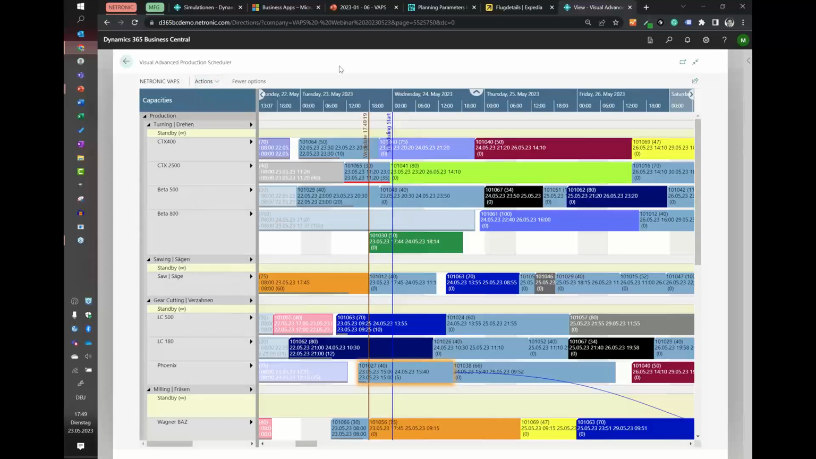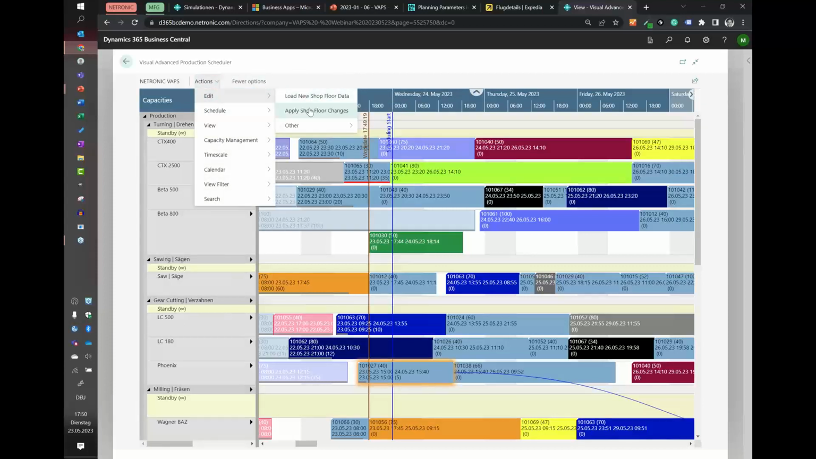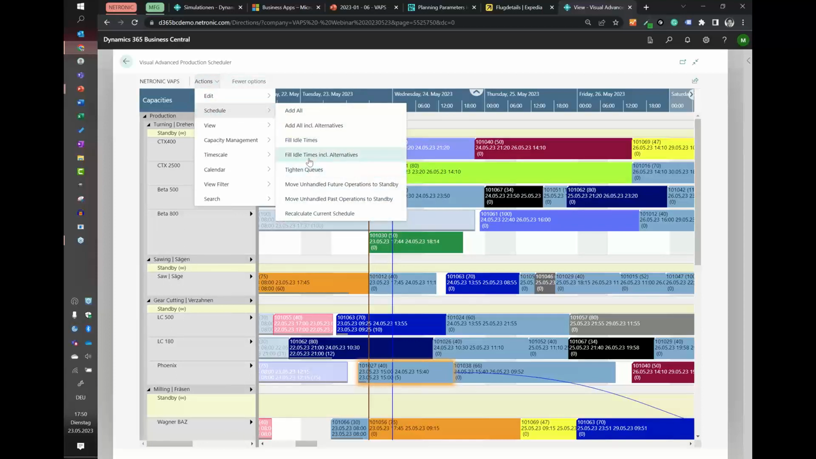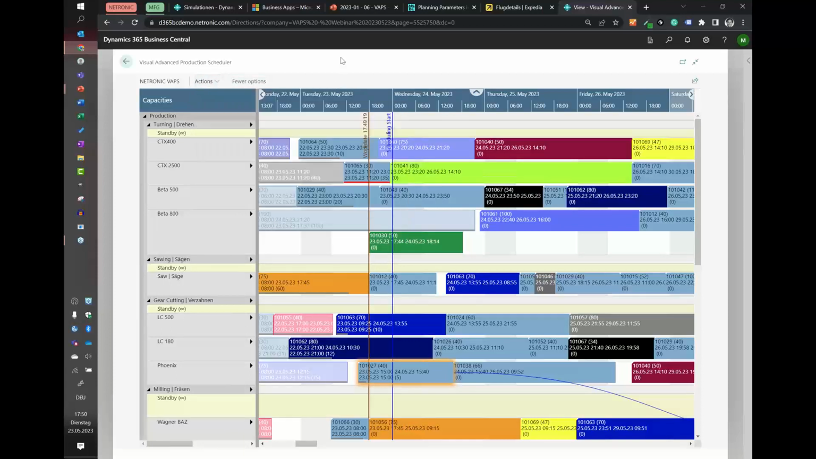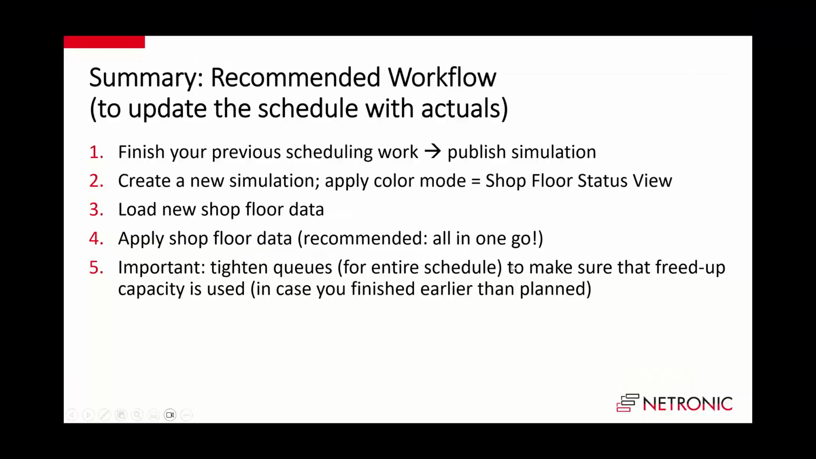This is something that we started to discuss, if we could automate this so that we can run all these 3 steps in one go. The discussion is not yet finished, but this is something I would highly recommend to do: action, edit, load, new shop floor data, apply, and then go to schedule, fill, tighten queues, because this then will make sure that if you have freed up capacity that it gets used. Like in my case on the beta where we finished something that was planned to finish tomorrow, we finished it at 17:37, so then everything was moved to the left.